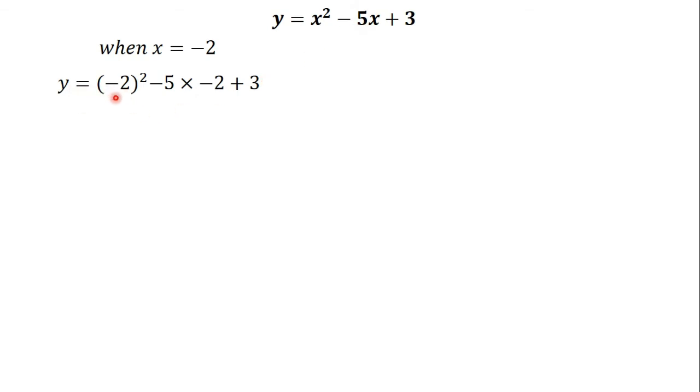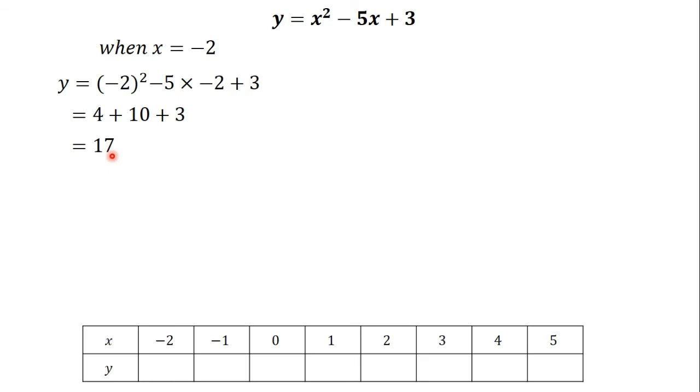We will have y is equal to, we have x squared here, so we have minus 2 squared, we have minus 5x, so minus 5 times minus 2, then plus 3. Don't forget that whenever you are squaring a negative number, you have to put the negative number in a bracket. So we have y is equal to (minus 2) squared minus 5 times minus 2 plus 3. This will give us 4 plus 10 plus 3, which is 17. So when x is equal to minus 2, y is equal to 17. Let's put that in the table. So when x is minus 2, y is 17.